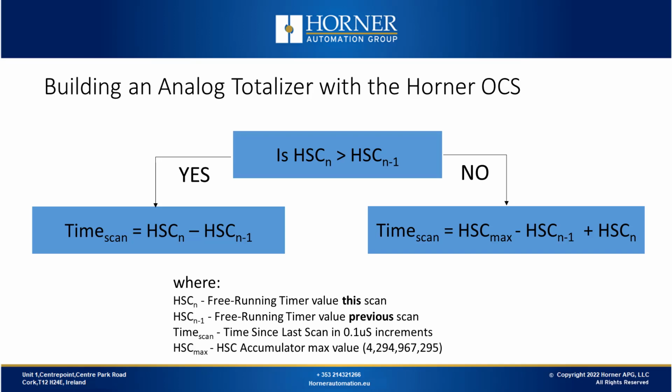That calculation of time isn't difficult. We look at the accumulator this scan and compare with the accumulator last scan and subtract the two, and that gives us our elapsed time in 1/10 of a microsecond increments. However, we must be aware that the accumulator can go up to a large value and then it will eventually roll over. So the way we can tell if it's rolled over or not is just by checking to see if our current reading is greater than our previous reading. If it is, we do the simple subtraction. If it's not, we must do a little bit more of an involved calculation, which you can see there on the right.